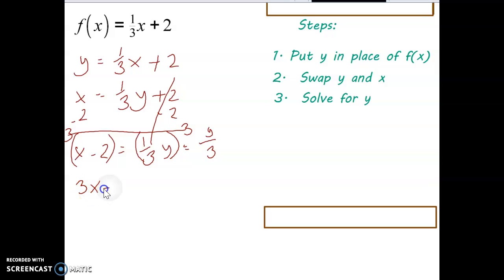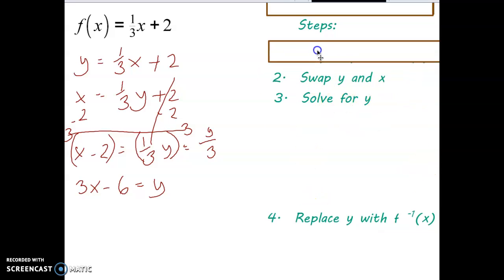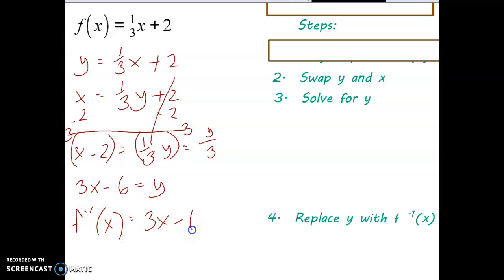And I'm going to distribute that 3 over there. 1/3 and 3 are inverses. They cancel one another out. That's the multiplicative inverse is what we call that. And I get y by itself, which is what my directions said to do, solve for y. So now I will replace y with f inverse x. So last step, f inverse x equals 3x minus 6. So the inverse of 1/3 x plus 2 is 3x minus 6.